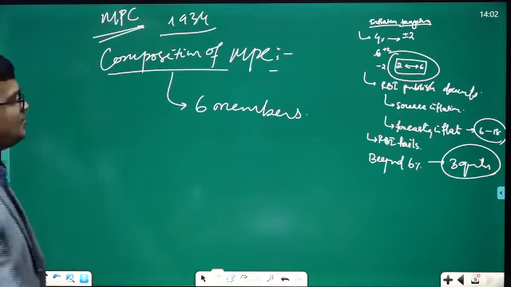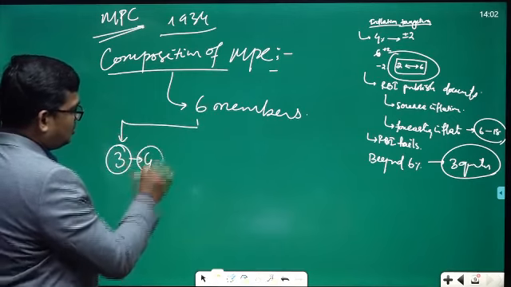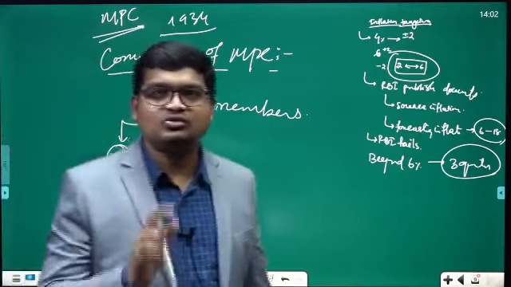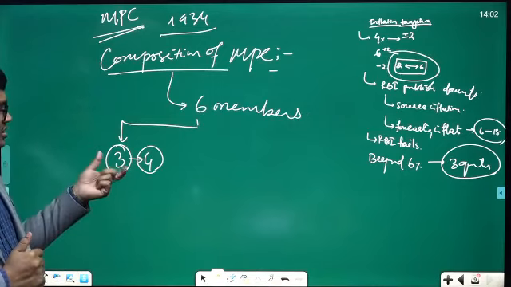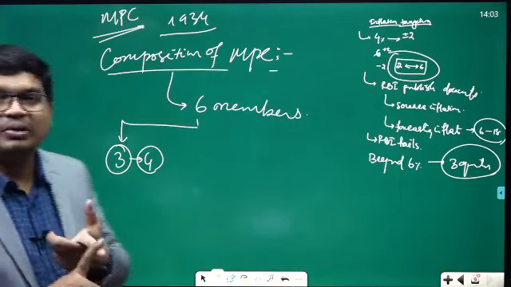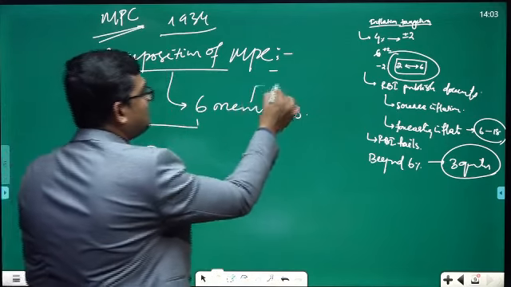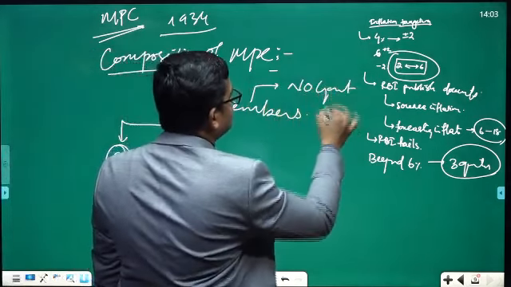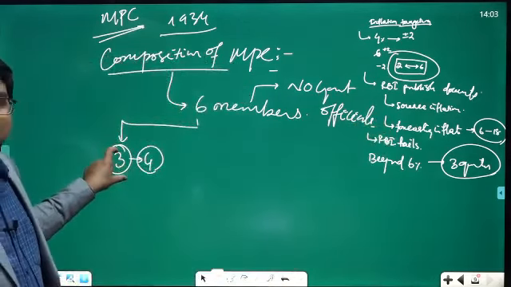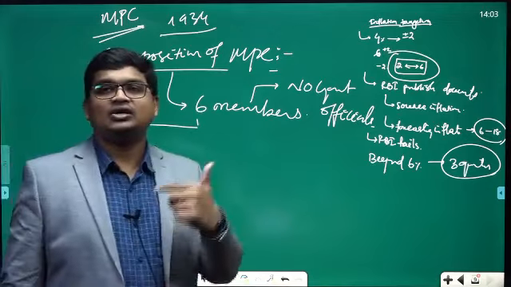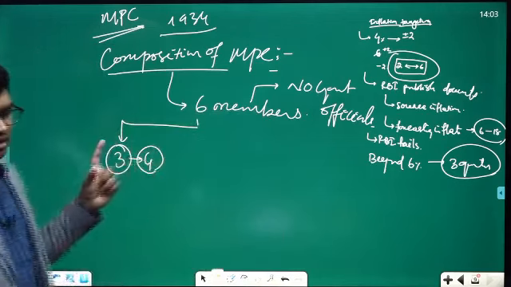Out of these 6 members, 3 members would be government nominated members. The government will nominate those 3 members out of this 6. And just mind it, no government officials will be there in this 6 member committee. These three persons will be nominated by the government, but must not be government officials. This is the first.